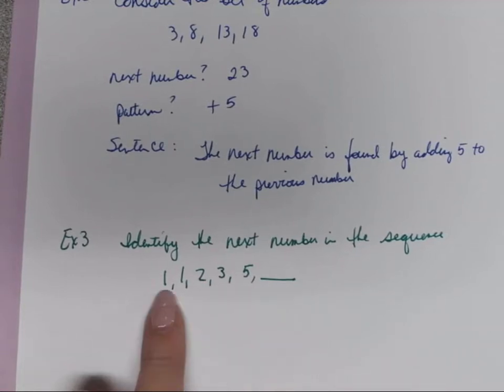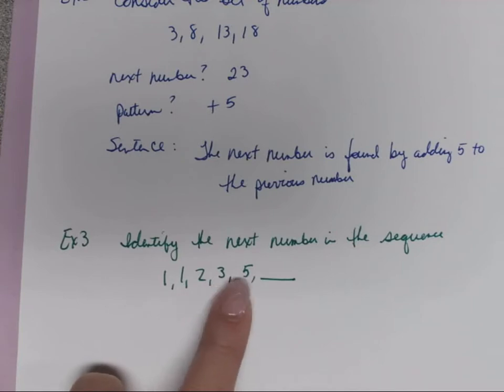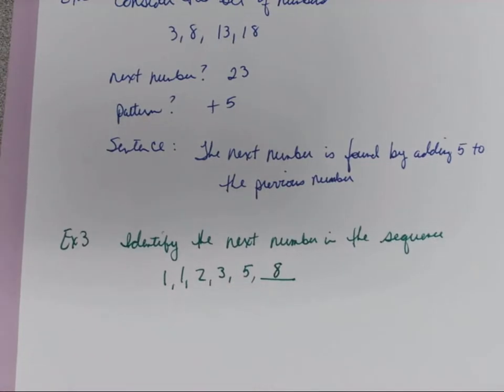Well, let's look at it again. 1 plus 1 is 2. 1 plus 2 is 3. 2 plus 3 is 5. 3 plus 5 would be 8. So 8 would be our number. This is actually called the Fibonacci sequence.